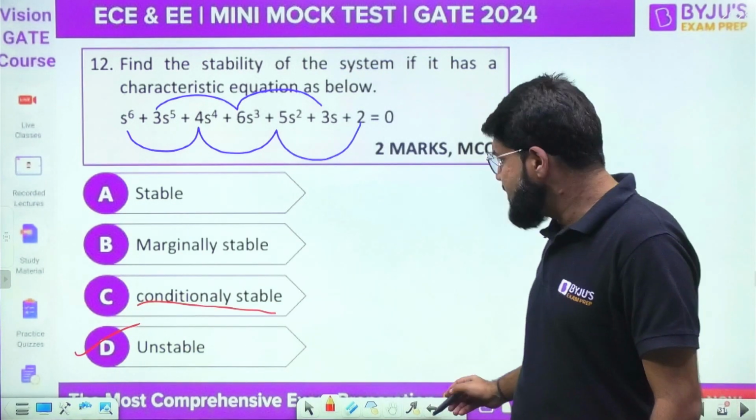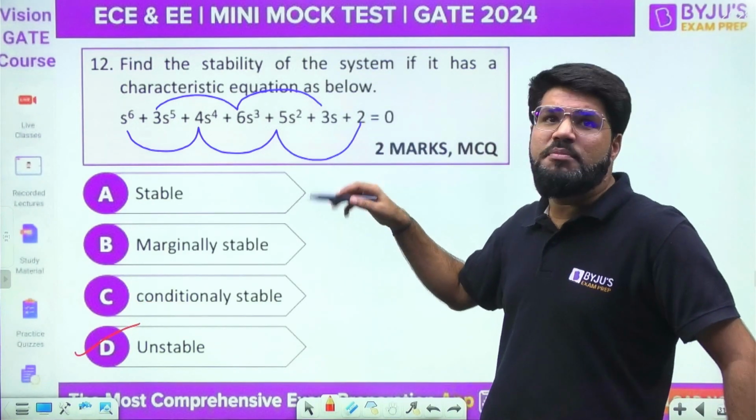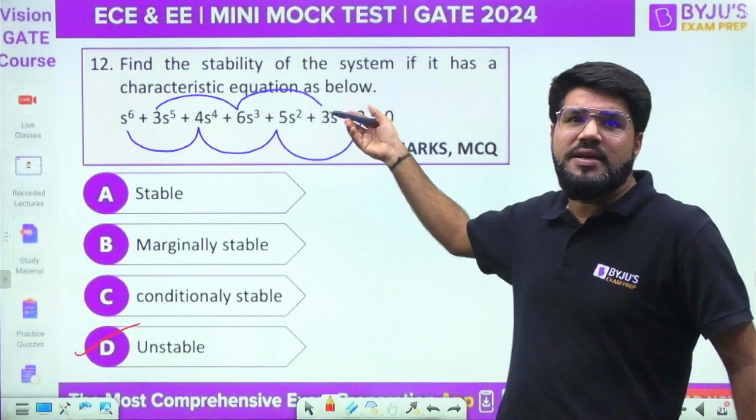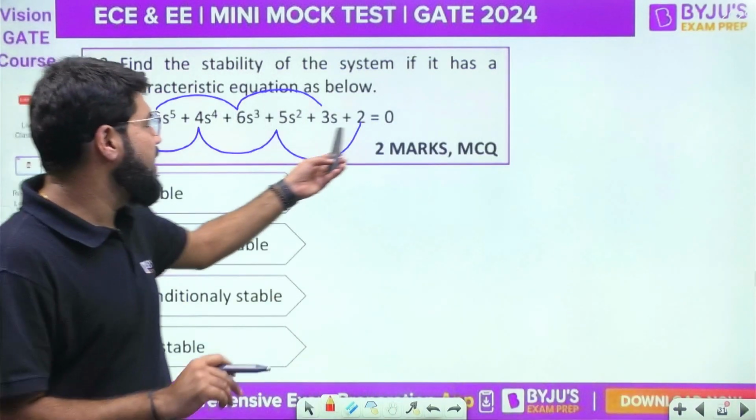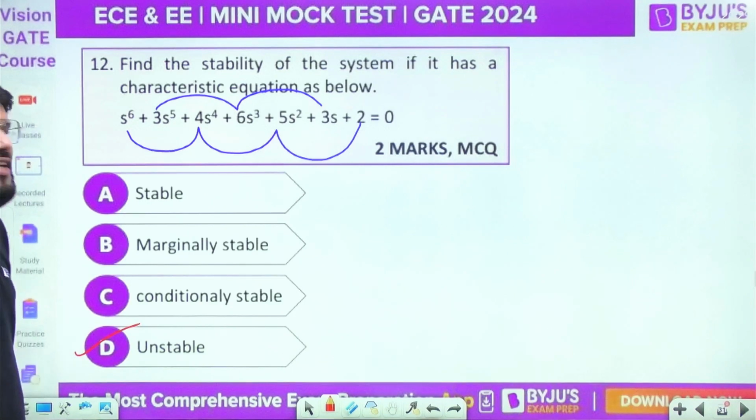Because conditionally stable is there when the gain parameter can be varied, and based on the gain the system can be made stable or unstable. That is not applicable here because all the coefficients are fixed.